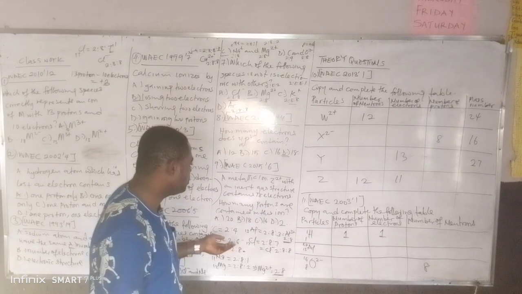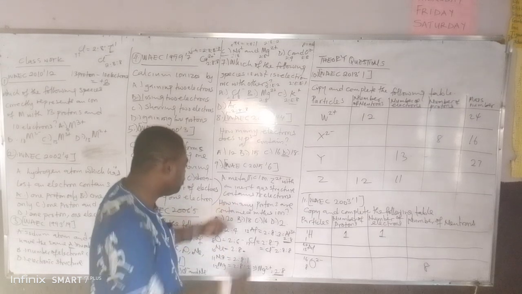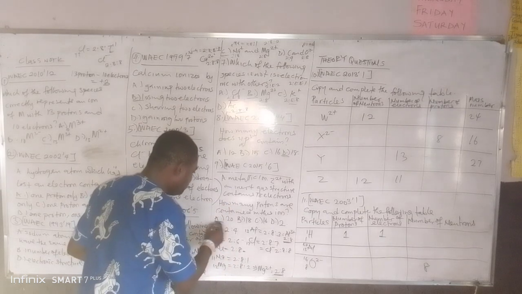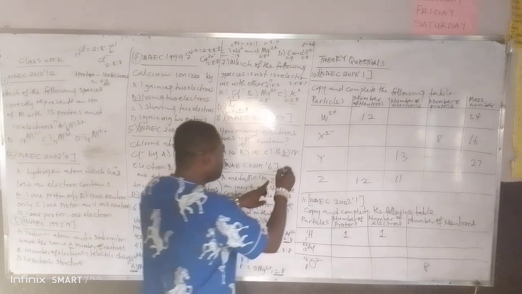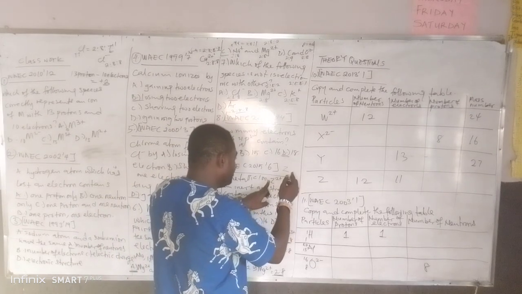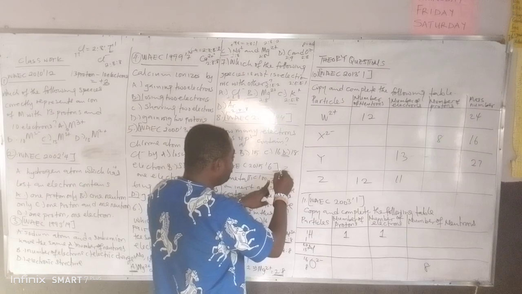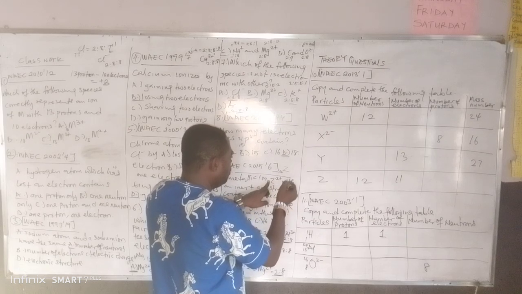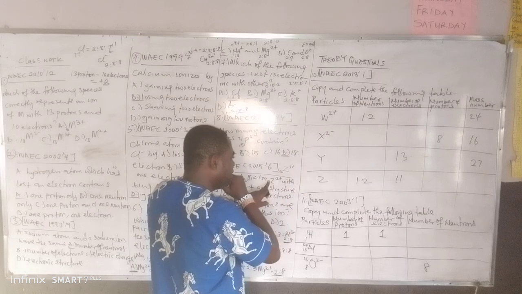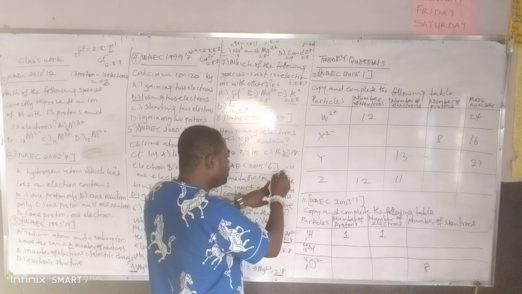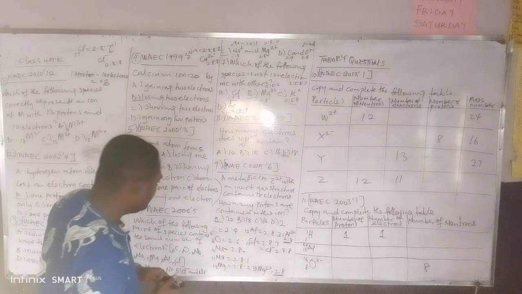So how many protons? The proton number is now 20. Answer is A. Because the proton number for ordinary Z, with no charge, was 20. So when it loses 2 electrons, it's still 20. It's only the electron number that is no longer 20, that is now 18. So take note of that.